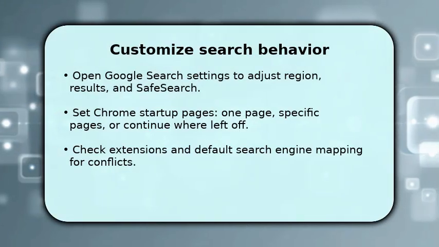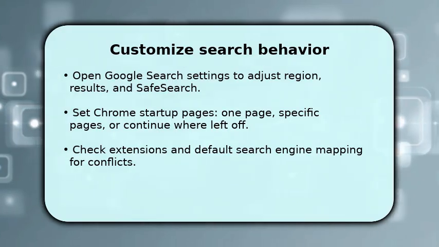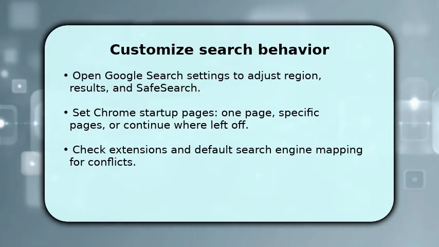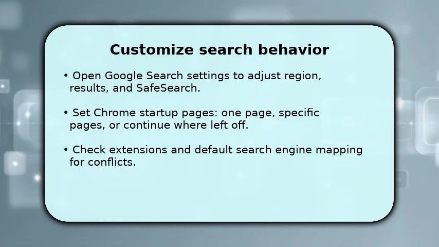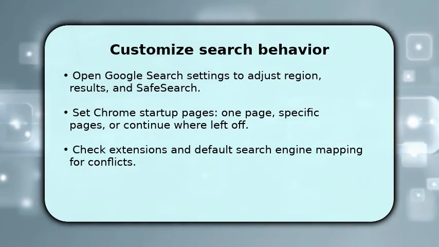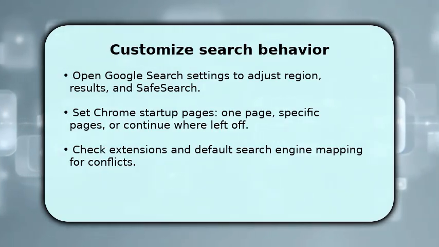Once the home page is set, you'll customize how Google behaves. You should open Google search settings to set region, results per page, and safe search so results match your needs. Then, in browser settings, decide if Startup should open a single page, multiple specific pages, or restore previous tabs. Pick the option that matches your workflow.